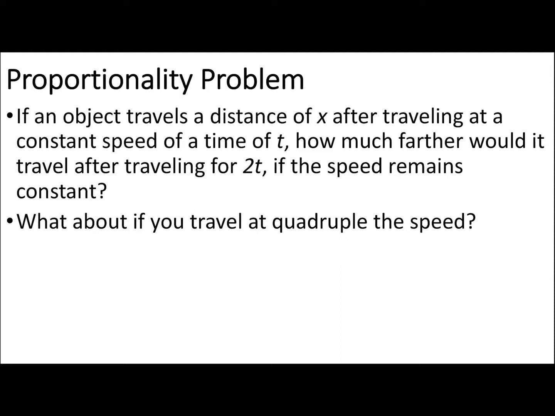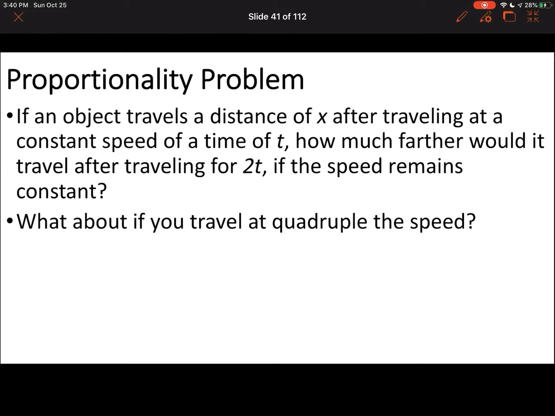All right, an object travels a distance of x after traveling at constant speed for a time t. How much farther would it travel after traveling for 2t if the speed remains constant? What about if you quadruple the speed? So now we're getting into the realm of proportionality.